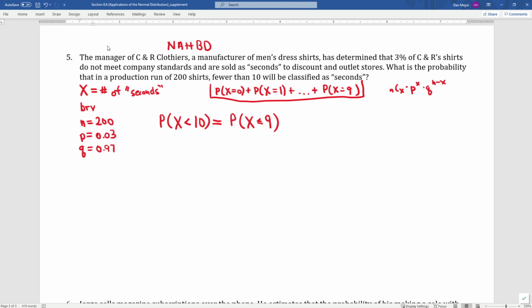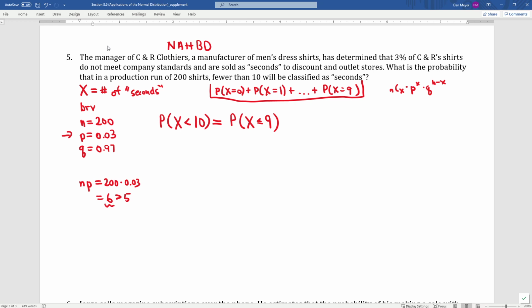We should also check that we can use this normal approximation. Remember, that involves checking n times p and n times q. And you really only have to check for the smaller of the two probabilities. In this case, that's p. If we do n times p, that'd be 200 times 0.03. That'll give you 6, which is bigger than 5. So it's just bigger than 5. So we just eked out. This is just barely going to work for us as a decent approximation.